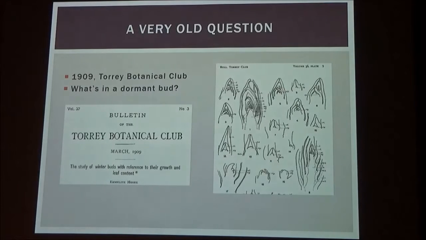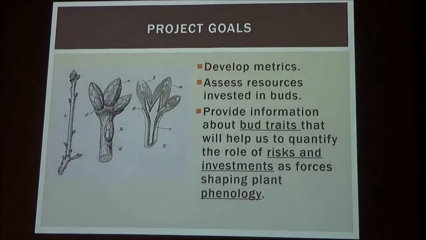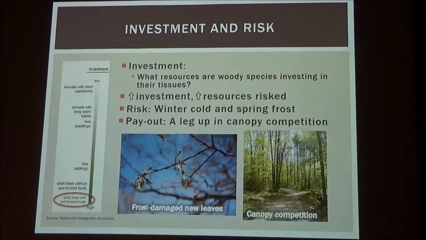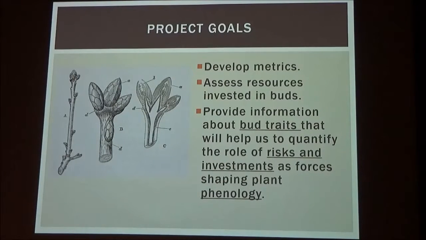And this question of what's in a bud is a very old question. The best paper I found on this actually is from 1909 with Torrey Botanical Club, and they published a study of winter buds with reference to their growth and leaf content. So you can see here some old plates, beautiful drawings from that study, buds in cross-section. However, our goals are to develop some new metrics. We've got fancier tools now. We've got scanning electron microscope. So we're hoping to come to an understanding of bud traits through this framework of risks and investments and understand the choices that trees are making throughout the springtime.